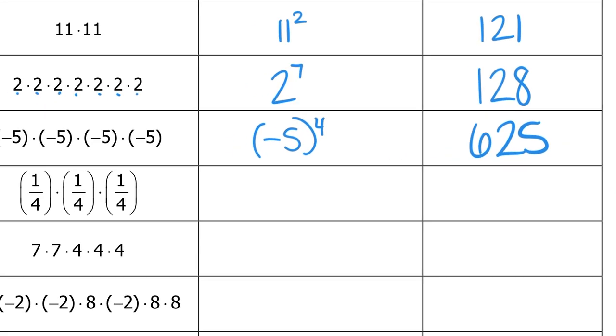Okay, next one, we have 1/4. So we're going to do 1/4 to the power of 3. When you're dealing with a fraction, you also want parentheses because what's happening here, think of this as 1 to the power of 3 over 4 to the power of 3. Both of those numbers would get raised to the power of 3.